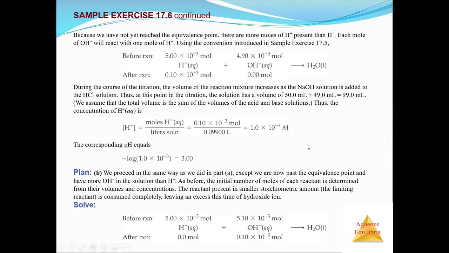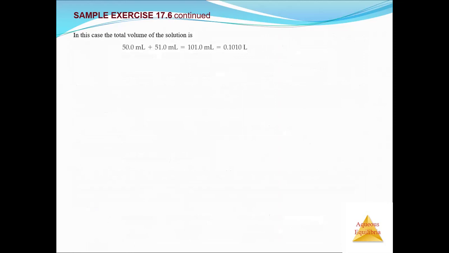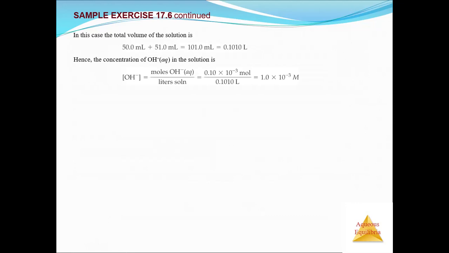On the other hand, if I have 51 milliliters of NaOH, what's going to happen when I have 51 is I'm going to have 101 milliliters. And when I do this math out, it's going to actually have a pOH of about 3. Same general math.